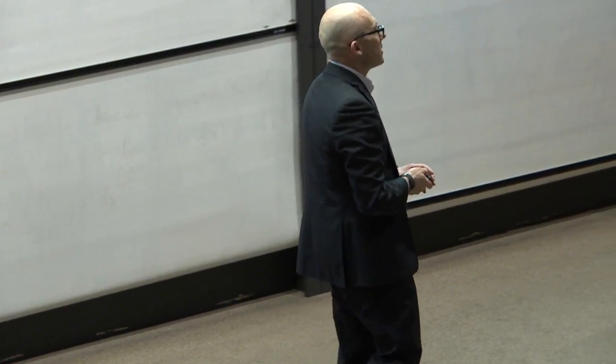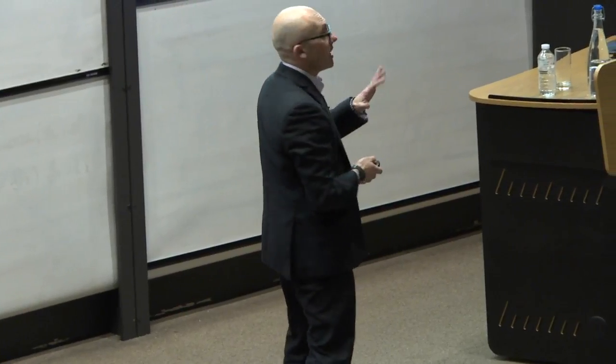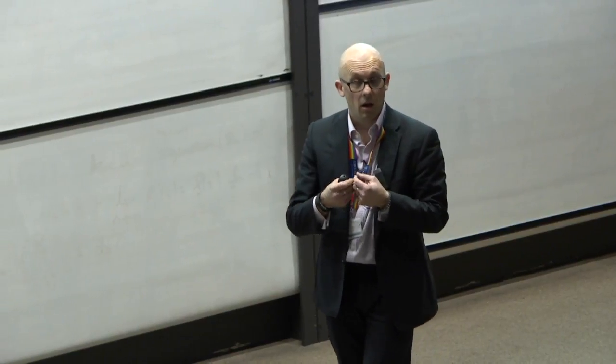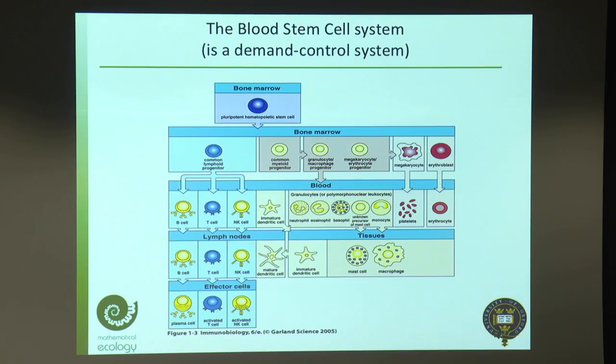And the way I want to explain that is with a completely different bit of biology, and that is to do with the blood stem cell system, the hemopoietic stem cell system. So we're really thinking about how the individual responses needed to make a blood system are dependent on what's around. It's called the demand control system, and your blood system is just fantastically fascinating.